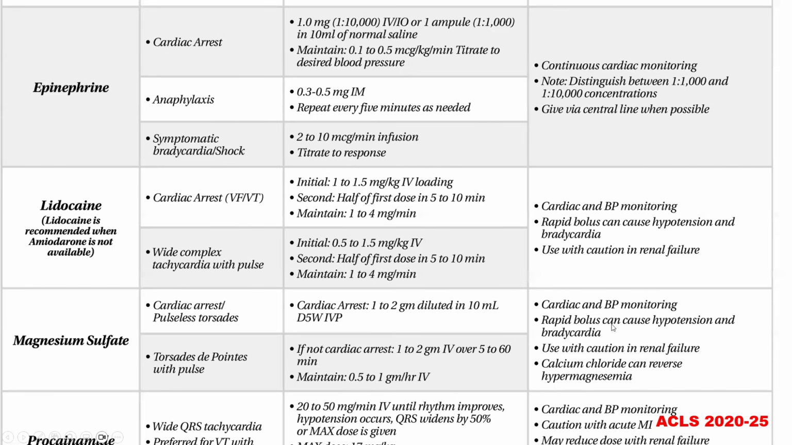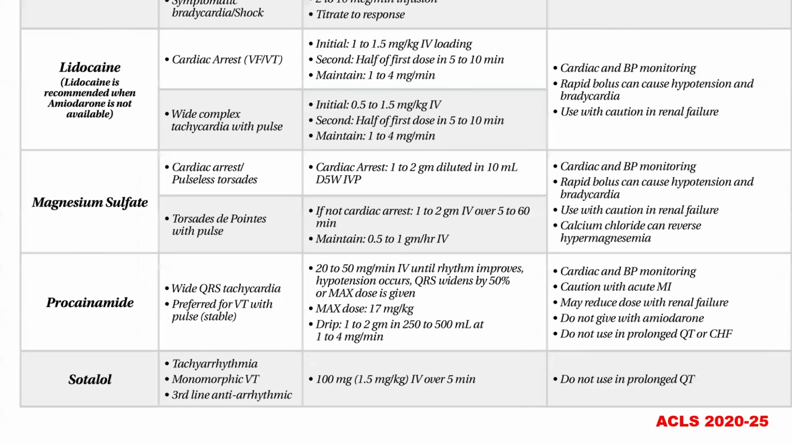Cardiac and BP monitoring, rapid bolus can cause hypotension, bradycardia. Use caution in patients with renal failure. Calcium chloride can reverse hypermagnesemia. These are all not that much used medications because all these patients will have a pulse.